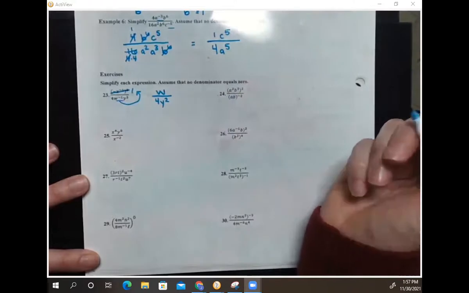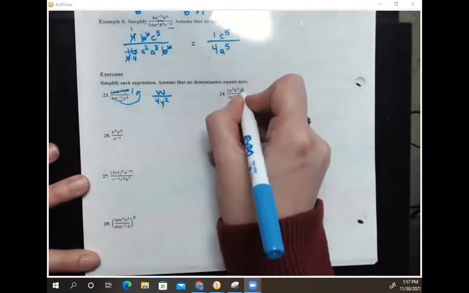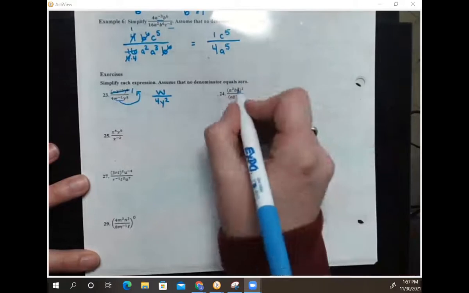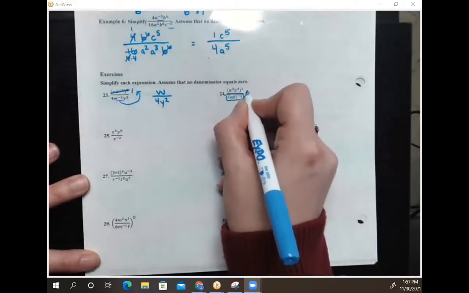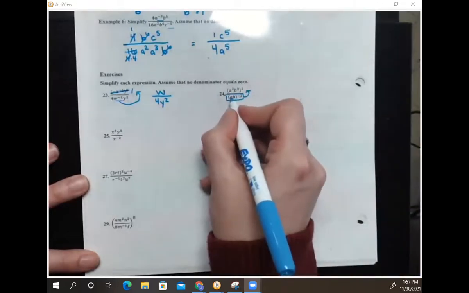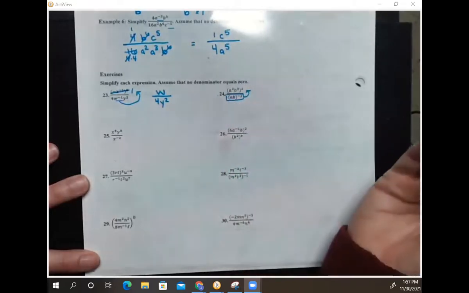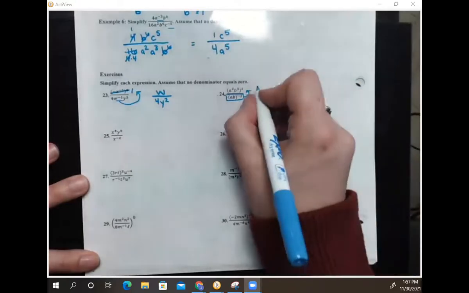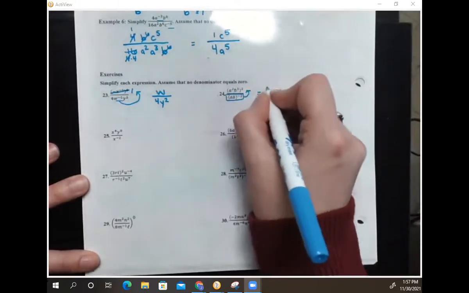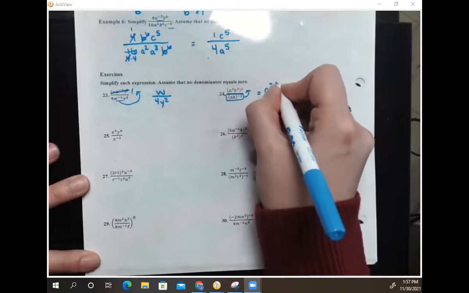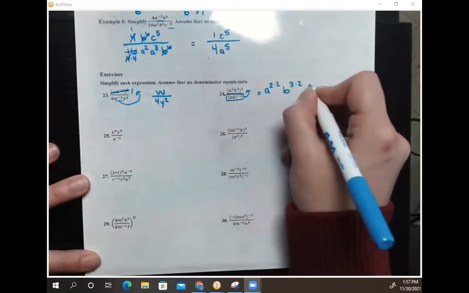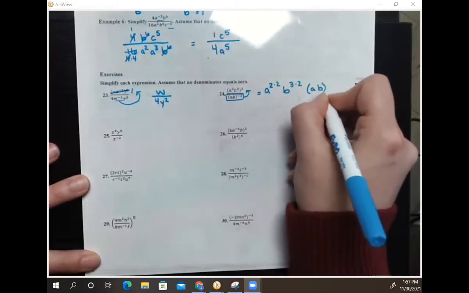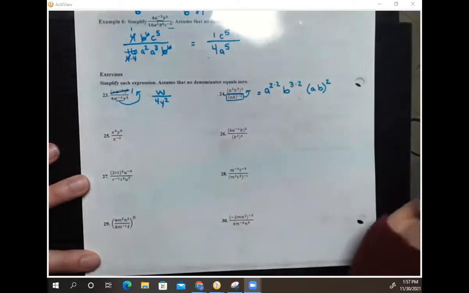For number 24, on the top, I've got a power outside of a power, so I'll want to distribute that in. But I also have something with a negative exponent here. So I'm going to go ahead and move this up to the top. If you want, you can distribute it to the a and b first and then move the a and b. You're going to do the same work. So this would give me a to the 2 times 2, b to the 3 times 2, and then times a b squared. When I move this to the top, it's no longer a negative exponent.